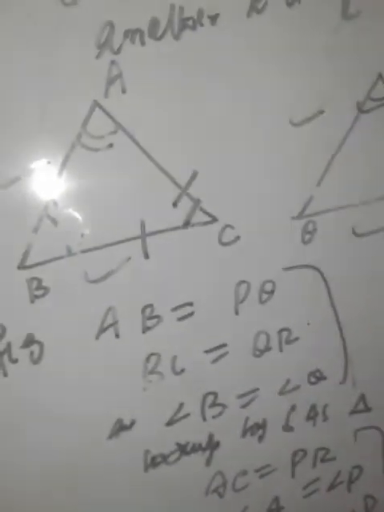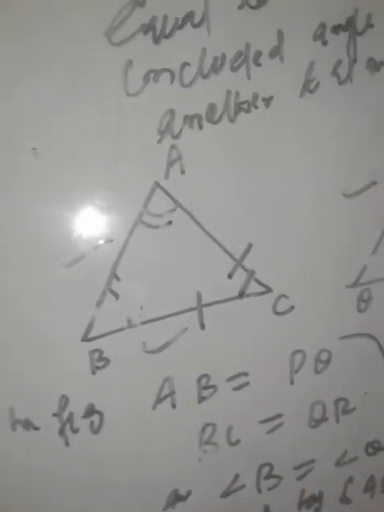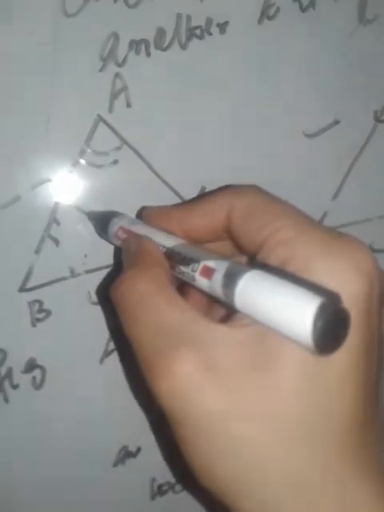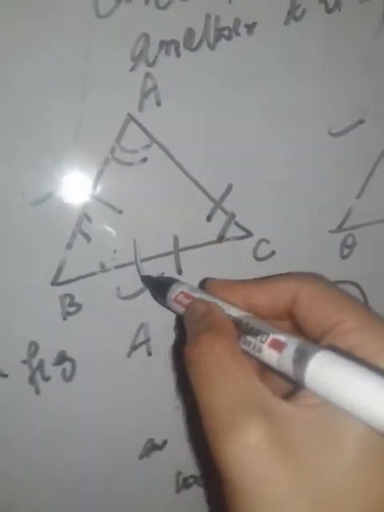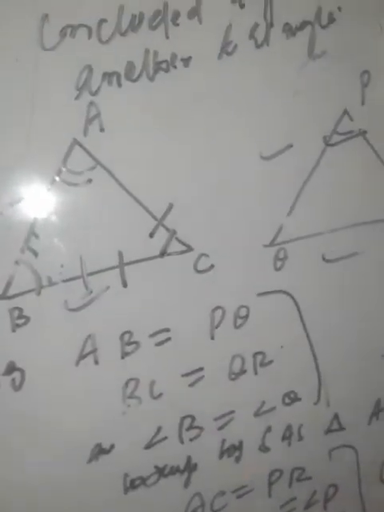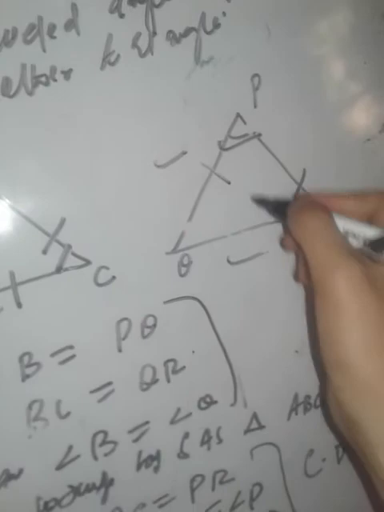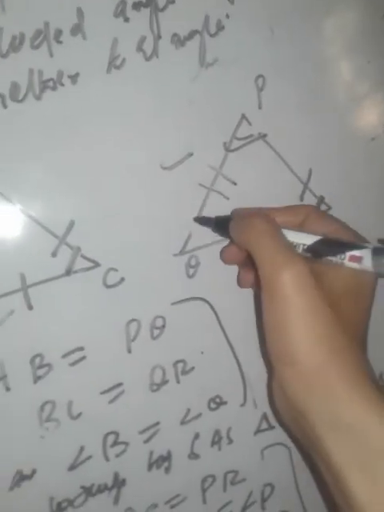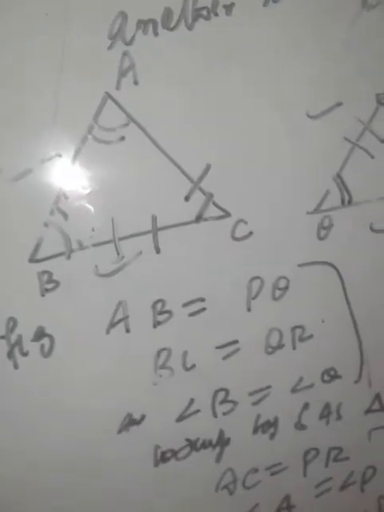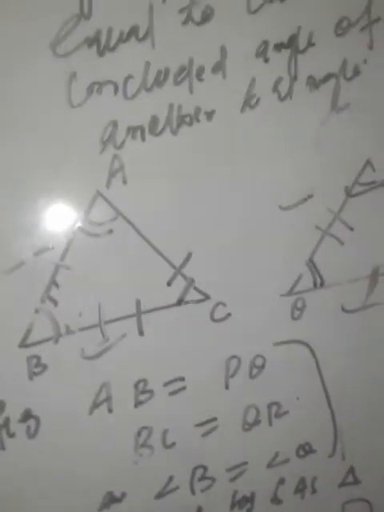Included angle means what? The angle which is between the two sides which we include. For example, here I will again explain it to you. We include here this side. So which angle is included? It is here. For example, here we included BC and QR, PQ and QR. So this angle is included. Included angle means that angle which is between the two sides which we choose.